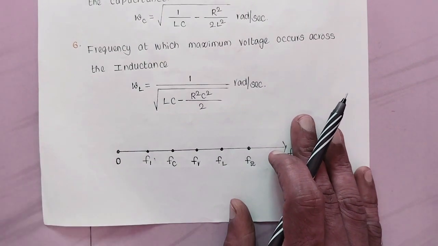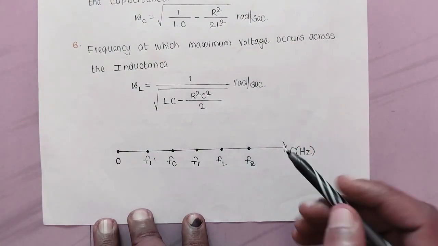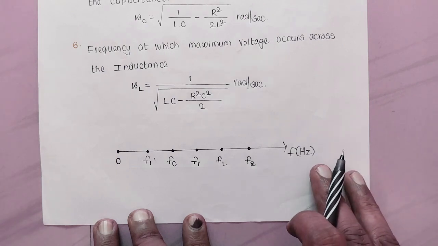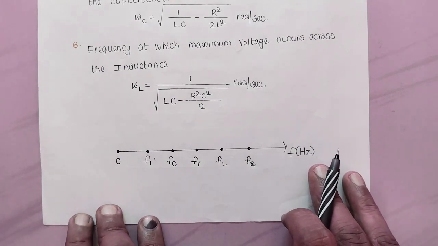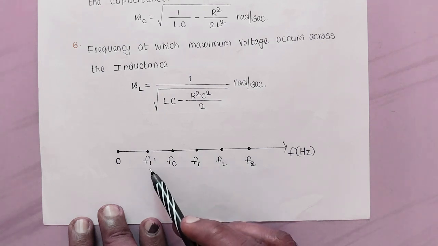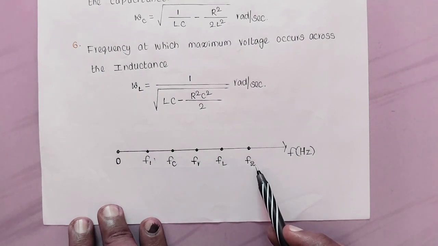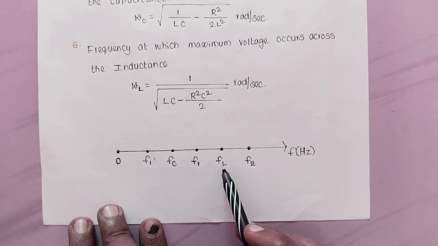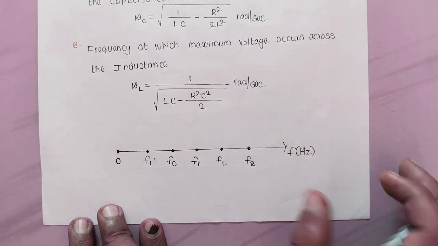So these are the important frequencies in series resonance. Now we are focusing on the series RLC circuit. In a series RLC circuit, they are the resonance frequency, lower cutoff frequency, upper cutoff frequency, the frequency at which the voltage across the capacitor is maximum, and the frequency at which the voltage across the inductor is maximum.